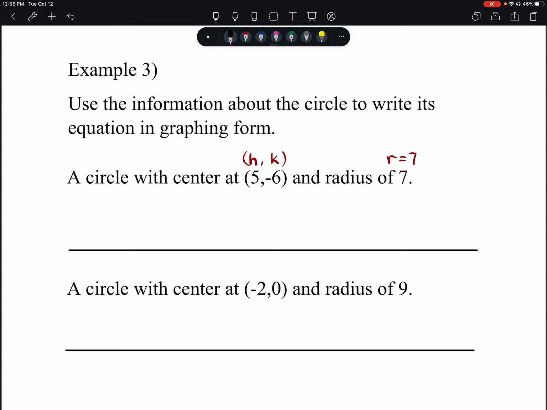All right, so if I'm going to do x minus my h, which would be x minus 5, then I'm going to add to it y minus -6, which would be y plus 6 squared, is going to equal our 7 squared, which is going to be 49.